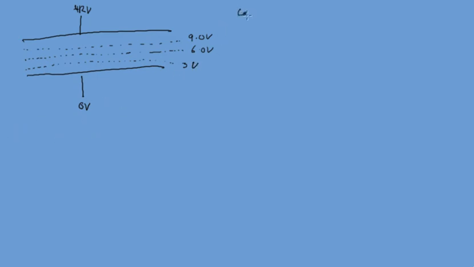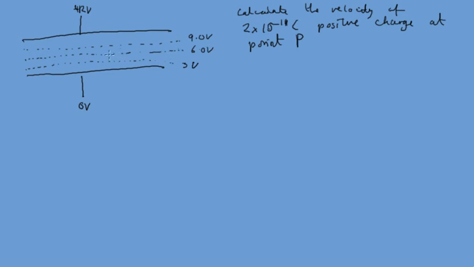So we want to calculate the velocity of 2 times 10 to the minus 19 coulombs of positive charge at point P, and point P is going to be here. It leaves the 12 volt plate at rest, and the mass of the charge is equal to 5.0 times 10 to the minus 25 kilograms.